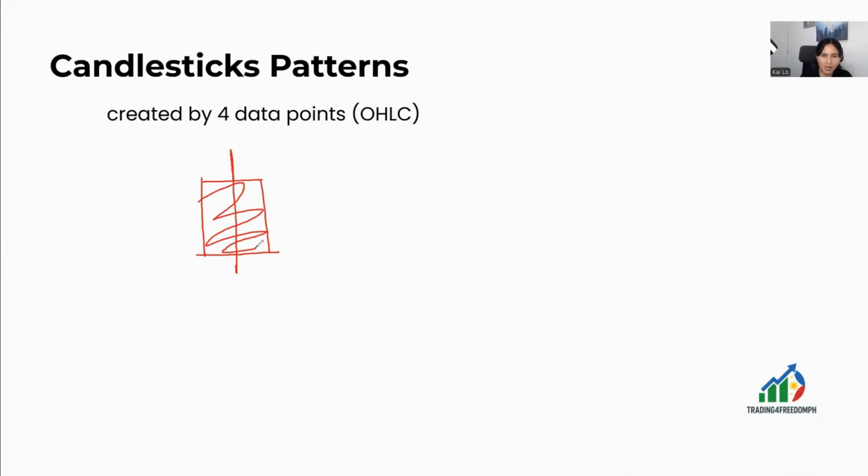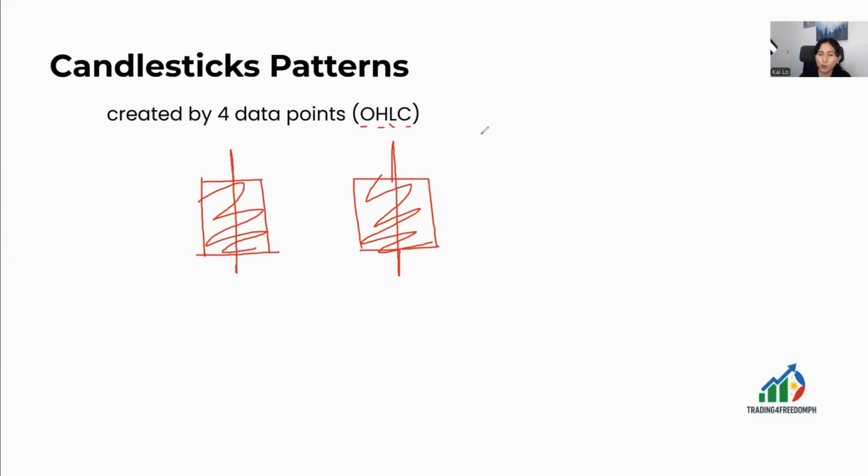Depending on where it closed, it could be a bearish candle or a bullish candle. On the other hand, if it opened below, and then it made a low here, went up, and then closed here, in this case this is now a bullish candle. So again, it's open, high, low, and close.